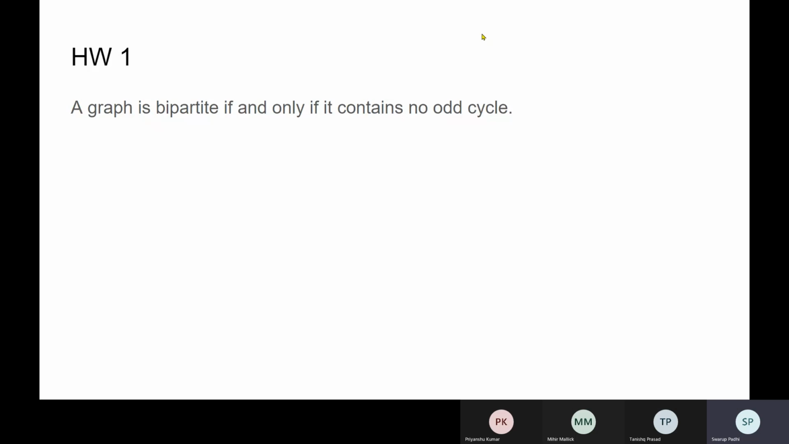You are saying that if it contains an odd cycle, it cannot be bipartite, right? But you are not proving it in the other direction, that if it does not contain an odd cycle, then it is bipartite. Okay, let me take the other direction next.